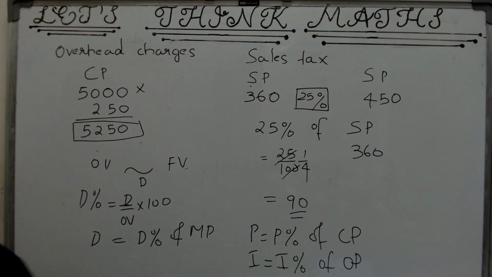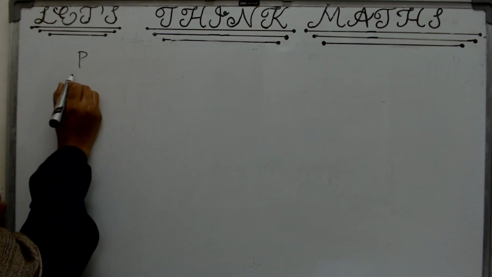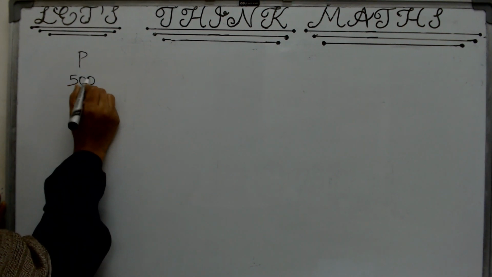We go on to banking. From buying and selling, we go on to withdrawing and depositing money in a bank. Suppose you go to a bank and deposit 5,000 rupees.